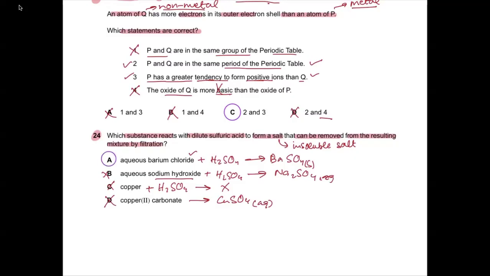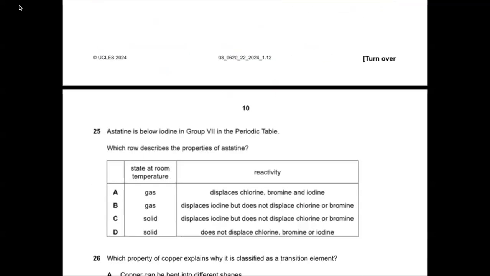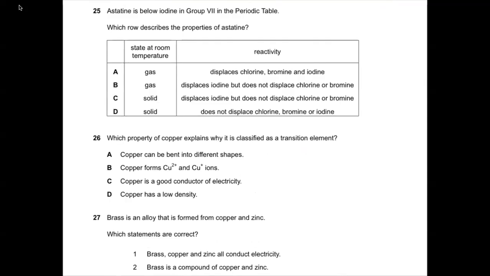Till here, is this clear to all of you? Now, MCQ number 25. Astatine is below iodine in group 7 in the periodic table. Which row describes the properties of astatine?